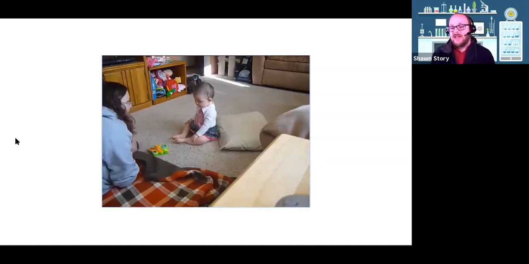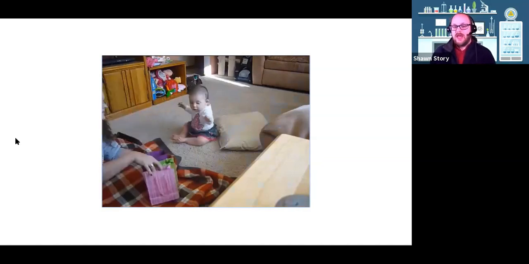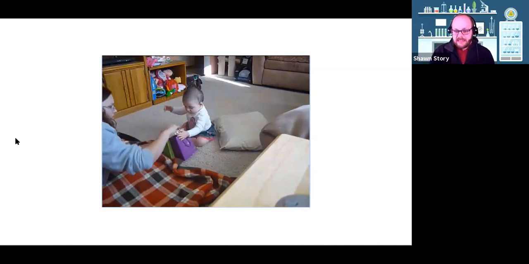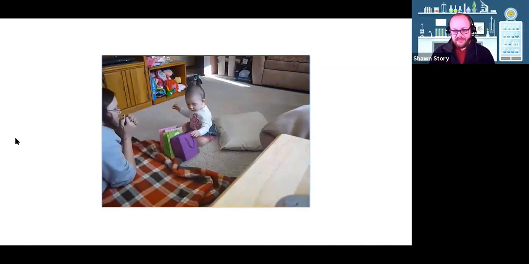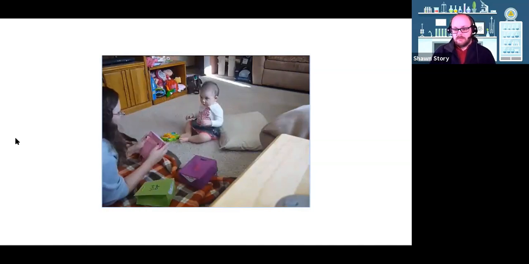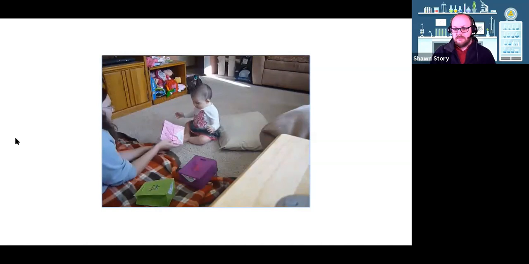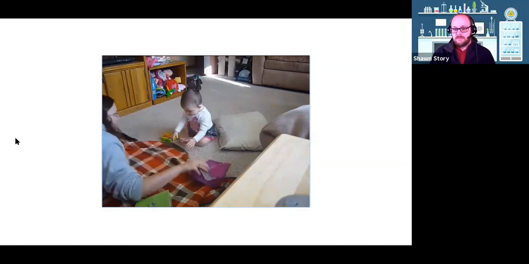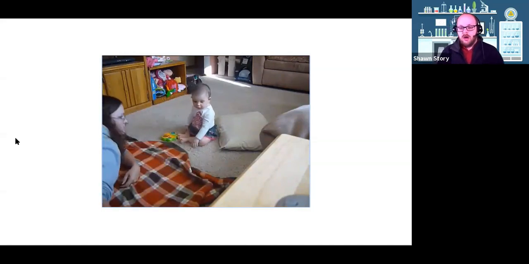And so this is the idea of object permanence. Do they understand just because you can't see something that it's still there? Oh, there it is. Did you get it? Okay, well, let's try it. Where's that bag? Get it?